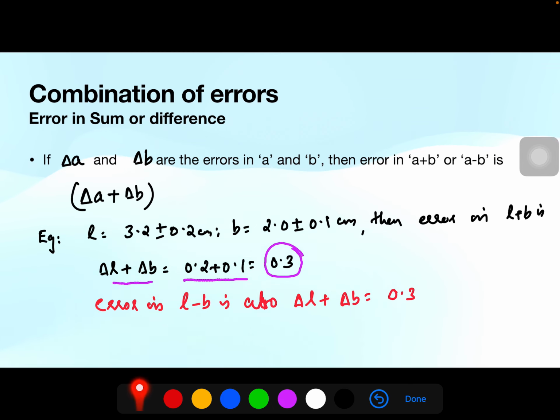Even if you are measuring L minus B, in that case also the error is the sum of the absolute errors, that is delta L plus delta B, which is again 0.3. Whether it is addition, L plus B, or L minus B, there is no difference in the case of measuring the total error of the result. It will be the sum of individual errors.